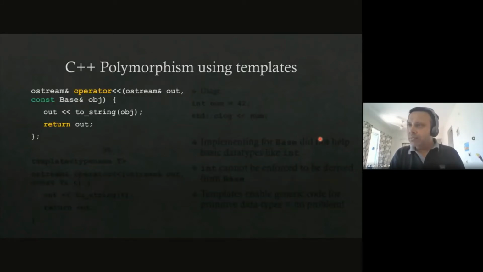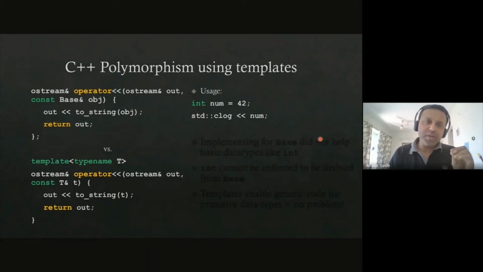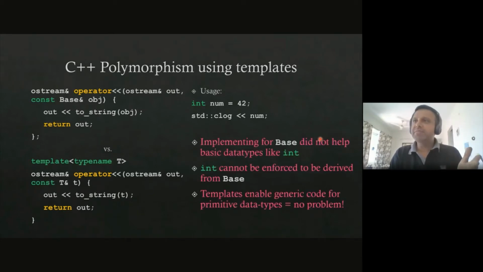Okay, so more comparison. These are the same two functions on the left hand side. When you see the usage, if you have a number and you call the stream operator on the number, again, your base implementation is not going to help for basic data types. Int can never be forced to derive from the base. This is why, even though you have something for a base class, it is only limited to the hierarchy of that base class. Instead, if you have the template, it works for any data types, no problem.